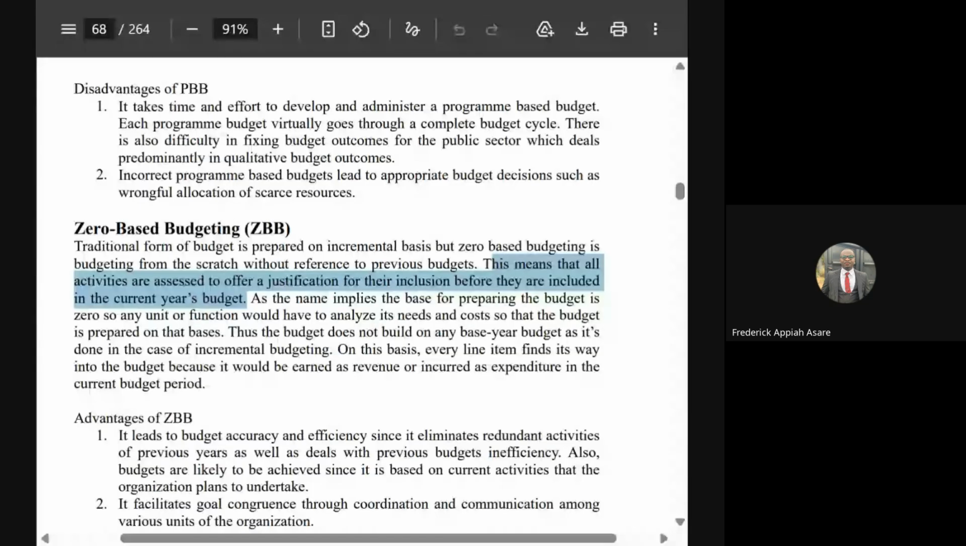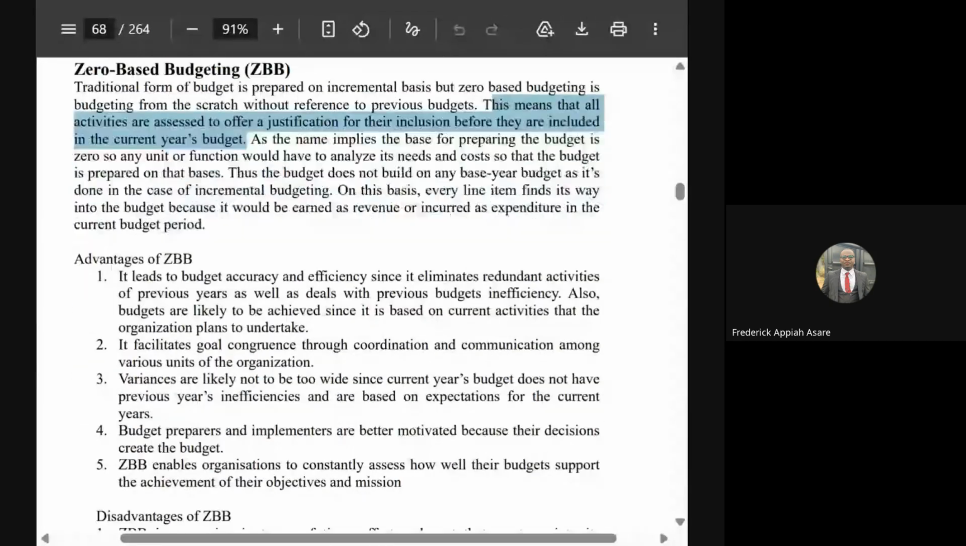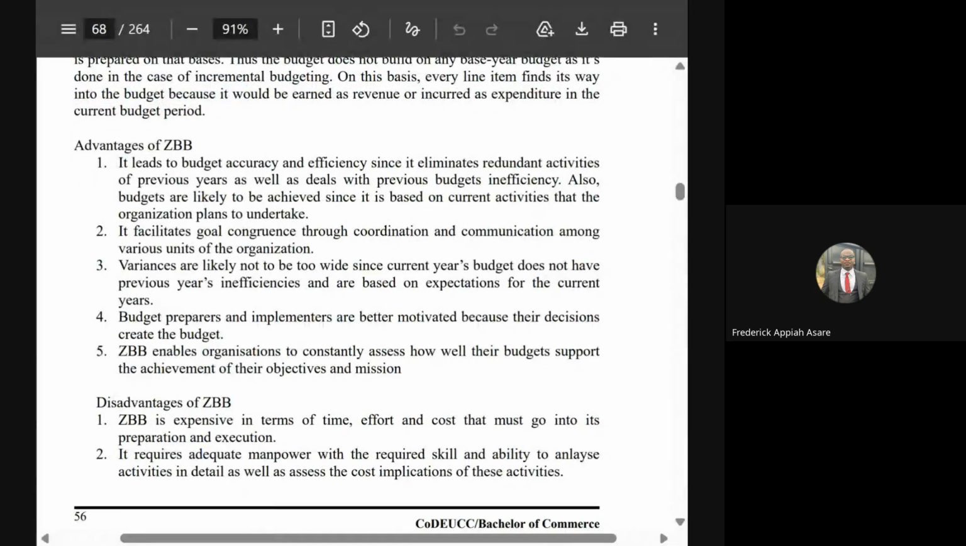You do the analysis from scratch. You don't have any basis. You just do it from scratch. And these are some of the advantages. It leads to budget accuracy and efficiency since it eliminates redundant activities of the previous year.